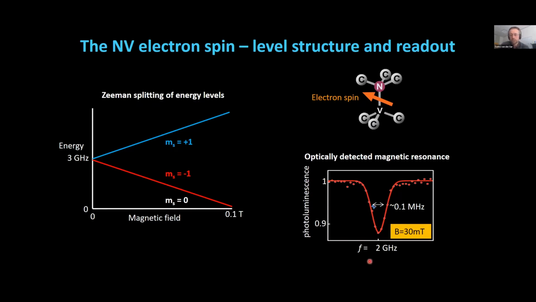You do so by applying microwaves to the NV center and monitoring the photoluminescence. When the microwaves hit one of these transitions here, you will see a dip in the photoluminescence. Now, this dip tells you two things. First of all, the frequency at which the dip occurs tells you the static field at the site of the NV center. And secondly, the amplitude of the dip tells you something about the strength of the microwave magnetic field. And it's the latter that we will use to study spin waves in this talk.